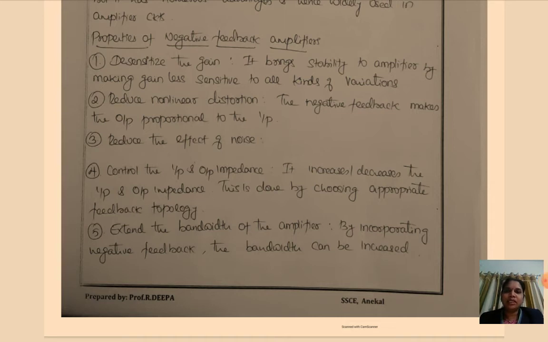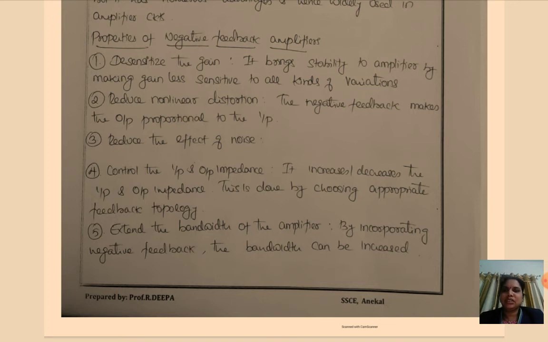So the first property is desensitize the gain. So what is desensitization? Here this negative feedback amplifier produces stability to the amplifier, thereby it makes the gain very less sensitive to other kinds of variations. That is, even though the gain is less, it provides a stable amplifier, and it makes the transistor amplifier be less sensitive to other kinds of variations.